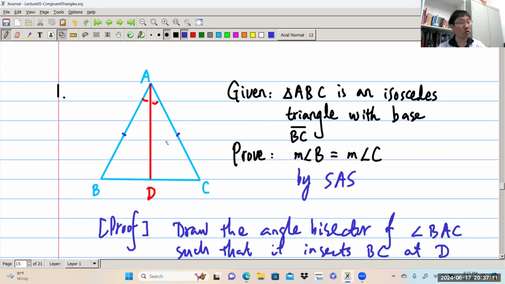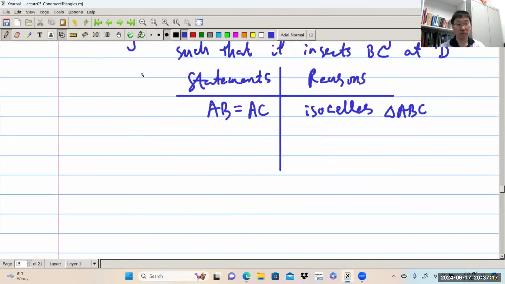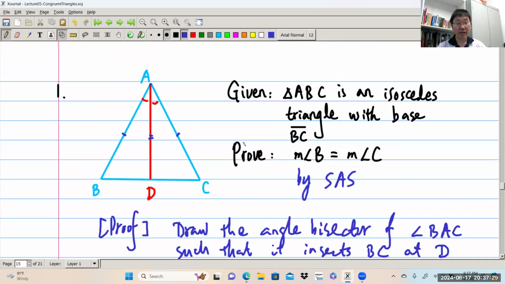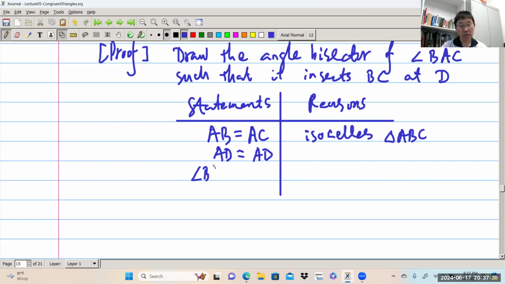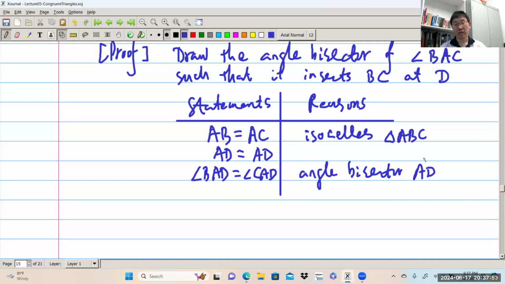Secondly, AD is shared by both triangles ABD and ACD, right? So you can write down AD equals AD. That's kind of an obvious fact. You don't have to write down a reason for that if you don't want. It's called the reflexive property. And finally, by my construction, we know angle BAD equals angle CAD. Why? Because AD is the angle bisector.